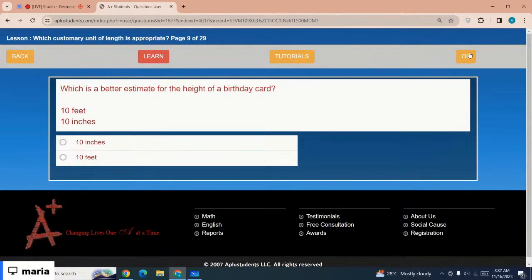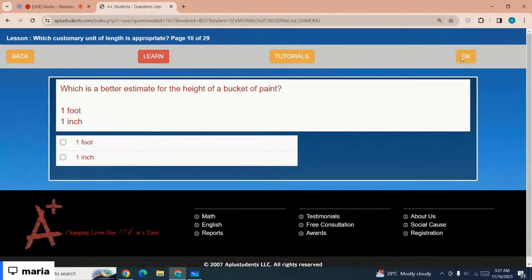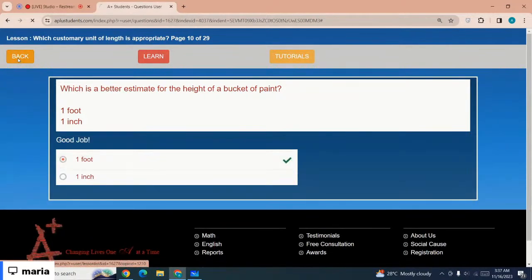Which is a better estimate for the height of a birthday card? Which is the correct option? A card, so it would be 10 inches. Which is a better estimate for the height of a bucket of paint? It would be 1 foot, because 1 inch is too small, right? Okay, you can complete the lesson by yourself later today.